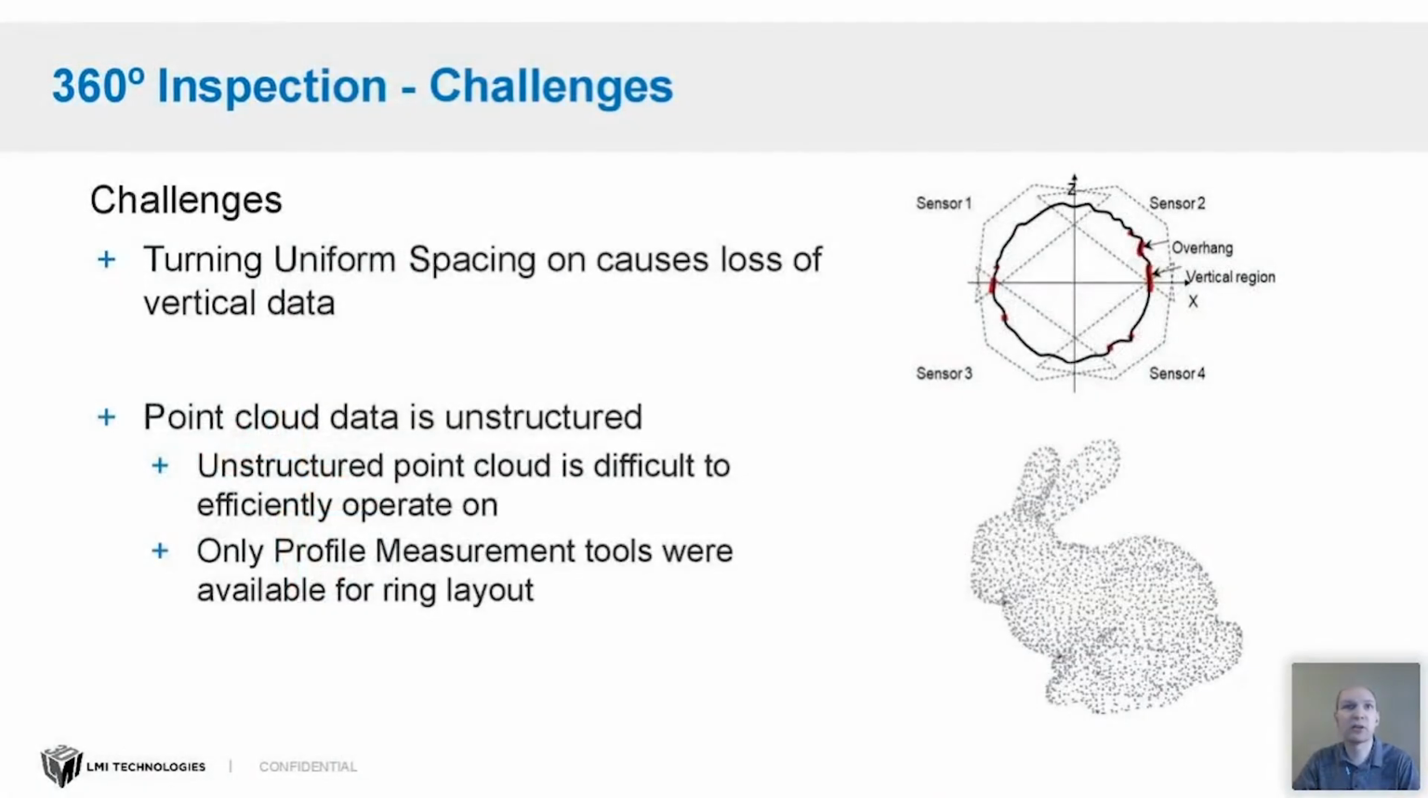So just talking about the current challenges that you have with 6.0 and earlier software, you can perform a lot of measurements if you turn uniform spacing on, but turning uniform spacing on causes loss of the vertical data, and overhang areas also do not get covered. So you'll see if you have a round part like this, thinning out of points in these areas, or complete loss of data in vertical regions and in overhang regions. And of course, this causes measurement challenges just because you have fewer points, so your accuracy is diminished.